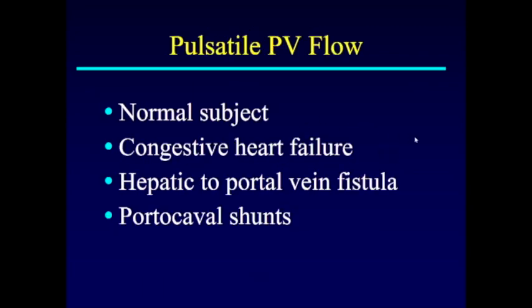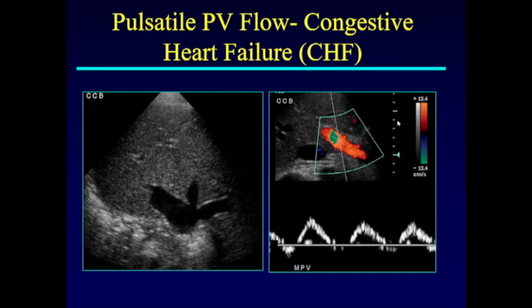Sometimes you see a little bit of pulsatile flow in the portal vein. That can be seen in normal, very muscular, athletic young subjects. However, if it becomes more prominent, you should think about other conditions that can cause it, such as congestive heart failure, hepatic to portal vein fistula, or portocaval shunts.